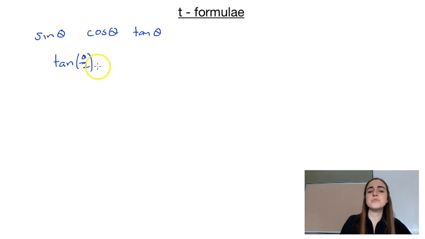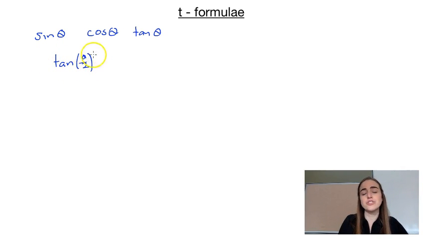Now, the reason we write them in terms of tan theta on 2 is because it turns out to be the nicest manipulation. So we could write all three of them in terms of sine theta, but it gets a little bit messy. Same with cos theta and tan theta. So this one actually turns out to be the nicest. So let's have a look at how we're going to do that.